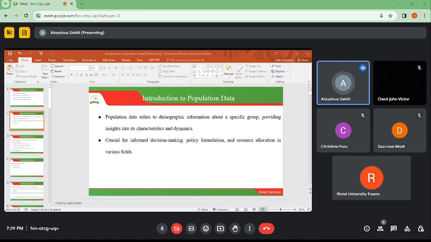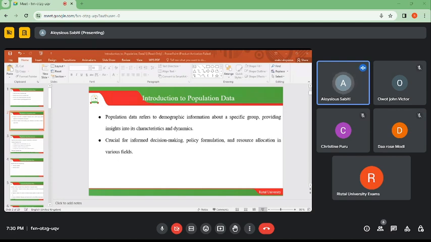And mostly for those in the health sector, the need for data is most importantly for prevention of diseases, for curative measures, but also some therapeutic measures. So that is why population data is very key. And today we want to look at population data in brief, so that we understand the gist when we're talking about population data.